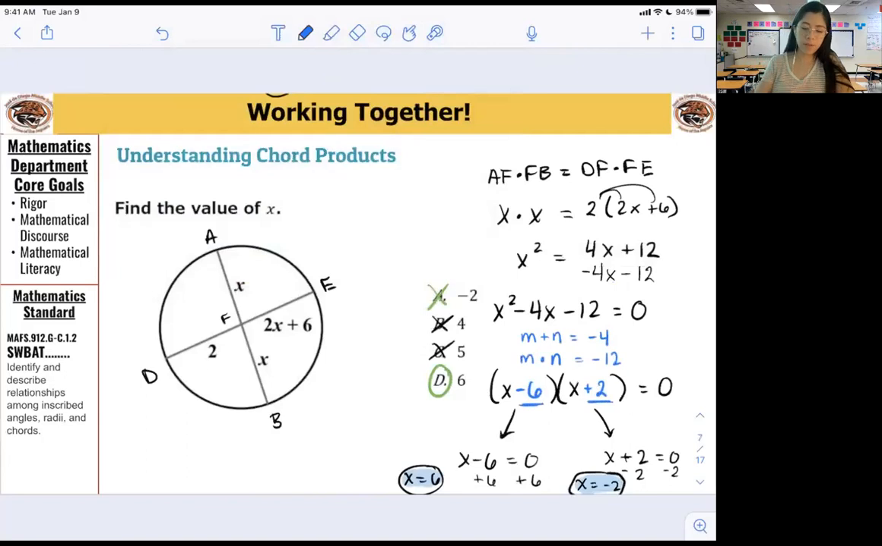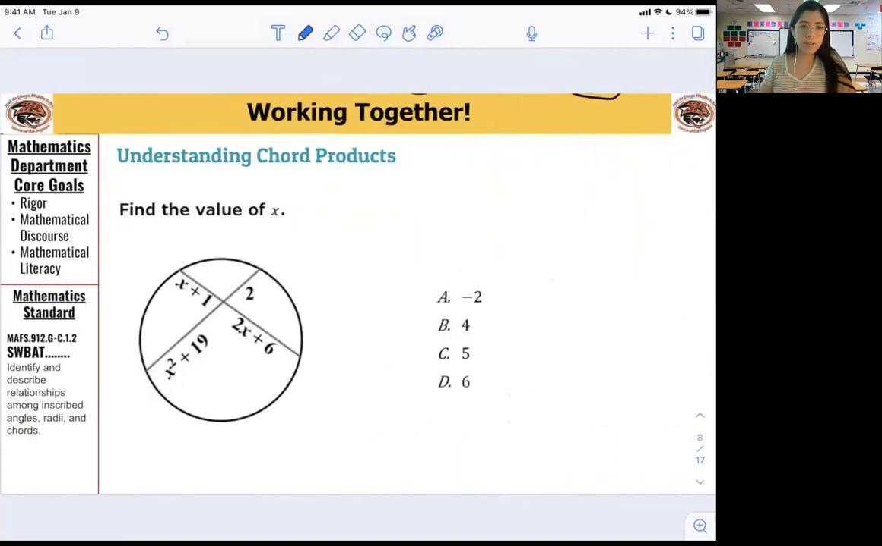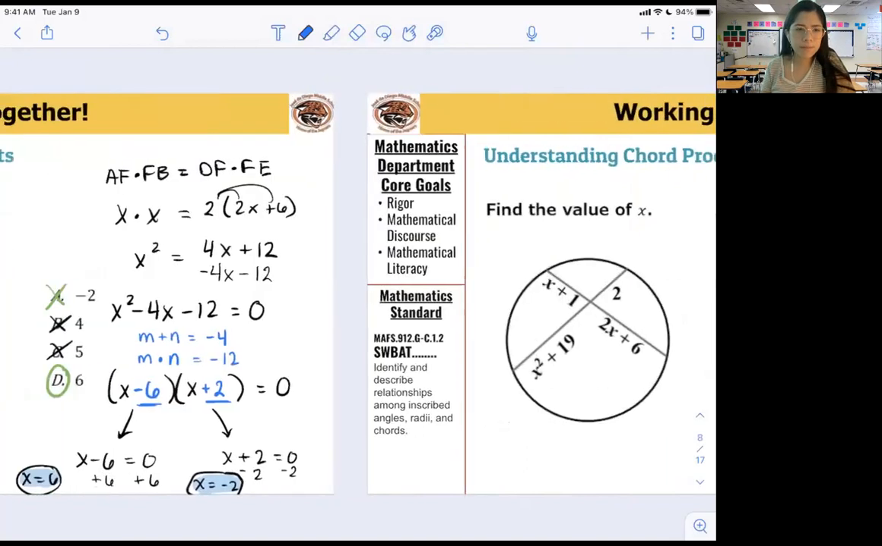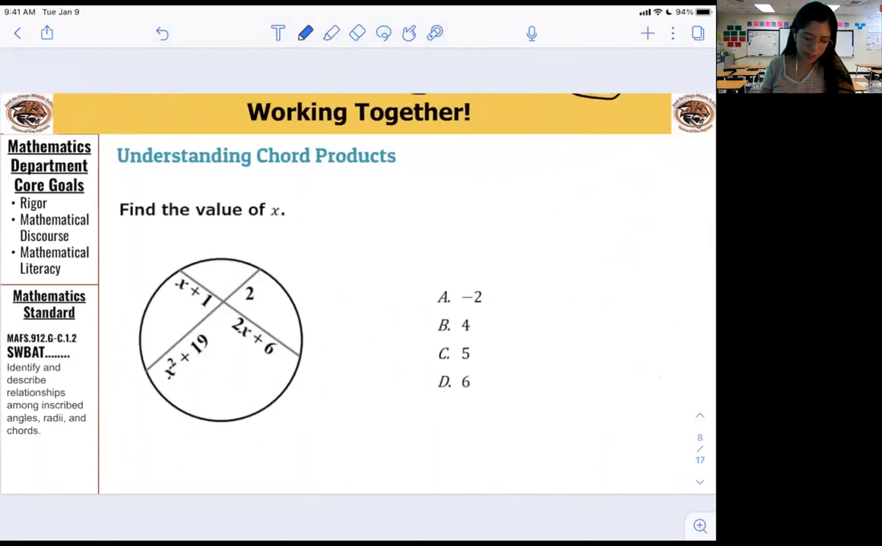All right, cool. One last one. Let's do this one together. Now, the answer choices are the same. I just realized that. But let's see if we get something different. We'll do this one together because it is similar.